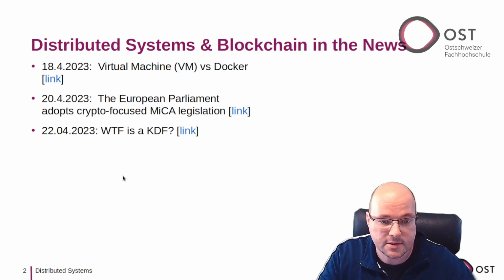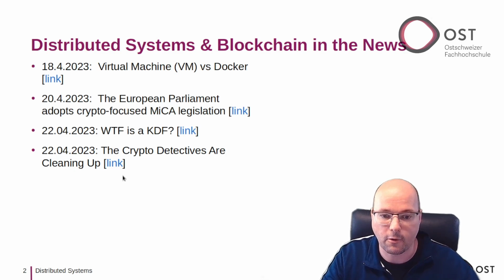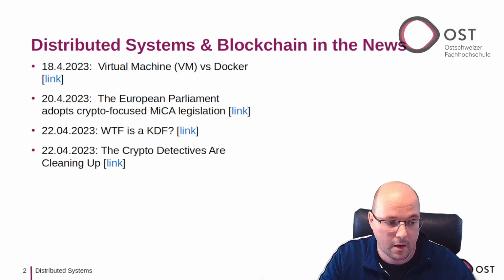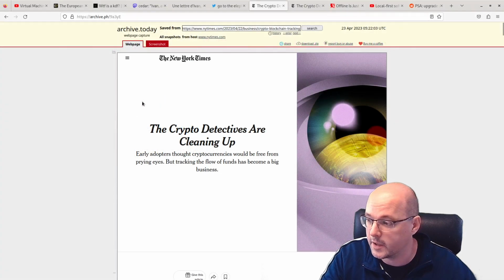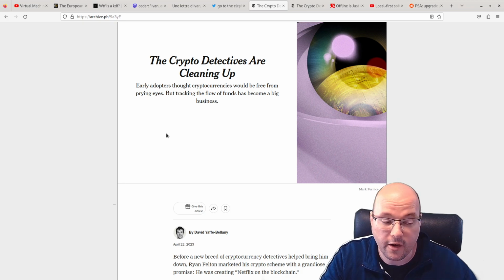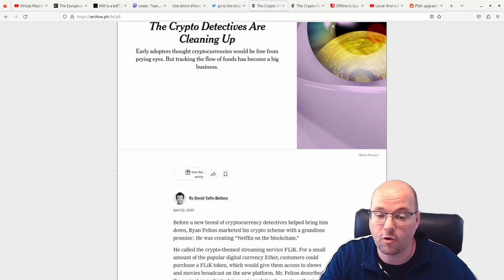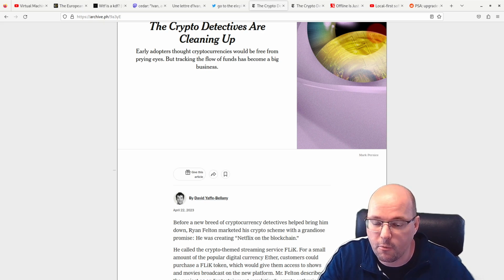The next article is also about forensics, about crypto detectives. It's the following article here, and it is about people who are investigating on-chain transactions, and they also mention Chainalysis, a company that tracks those transactions on-chain, Bitcoin, Ethereum, and is currently valued at $8.6 billion after a funding round last year.